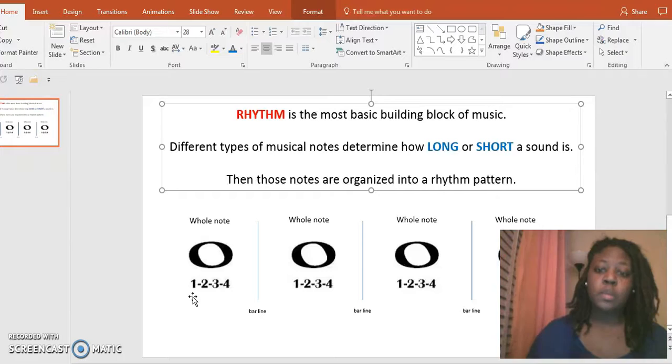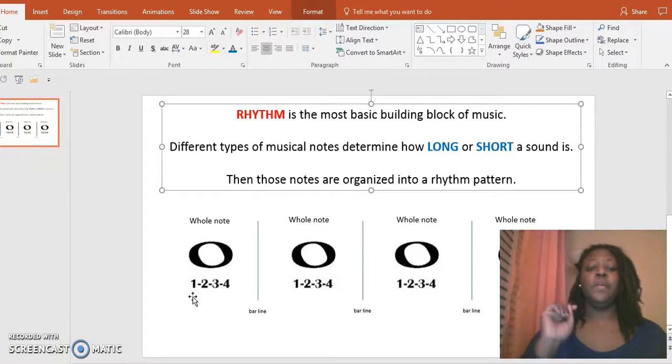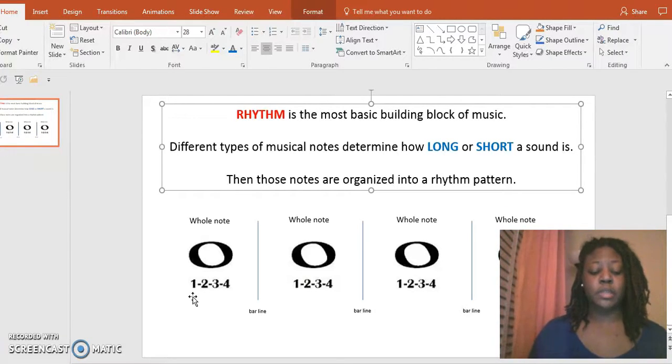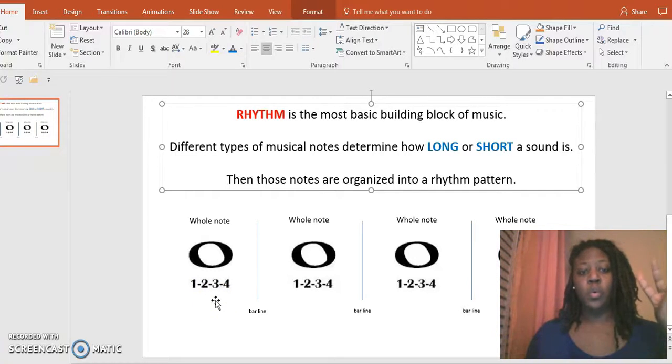Okay, so on the board you see that we have 4 whole notes. If I were to sing 4 whole notes on loo, it would sound something like this: loo, loo, loo, loo. All right, what did I just do? I just sang 4 whole notes.